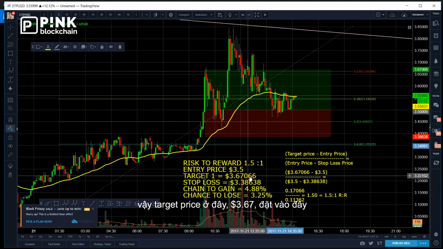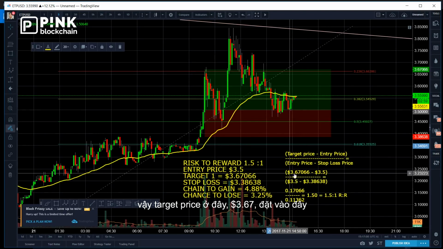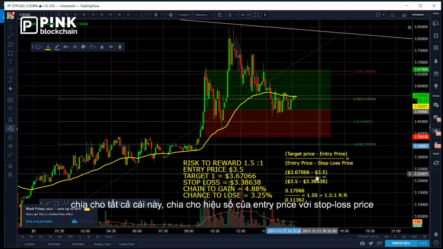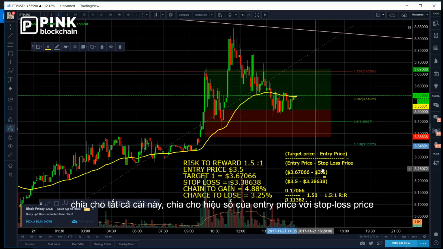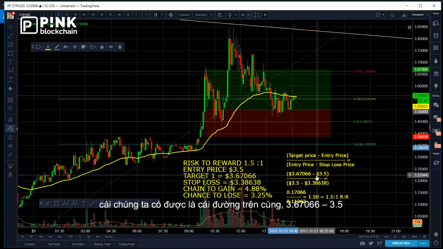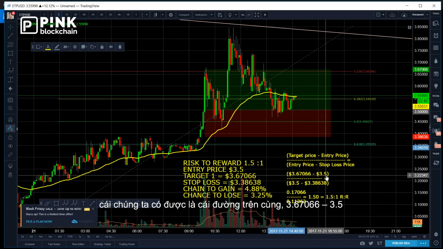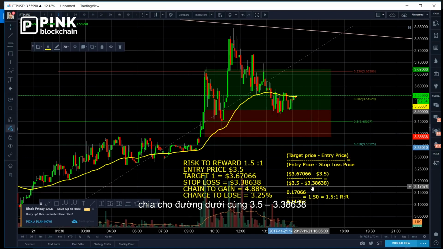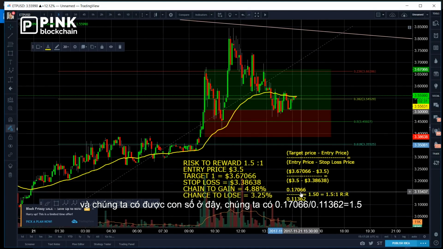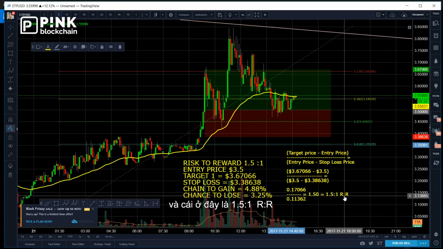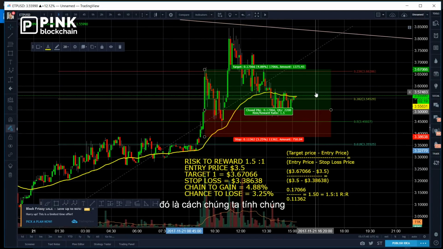So the target price is right here, $3.67. Put into there, minus your entry price of 3.50, and all of it divided by the difference between your entry price and your stop loss price. So what we're gonna take is the top line, 3.67 minus 3.5, divided by the bottom line, 3.5 minus 3.38638, and we get this number here. We get 0.17066 divided by 0.11362, which is equal to 1.5 exactly. And this right here is known as a 1.5 to 1 risk to reward ratio. That is how this is calculated, guys.